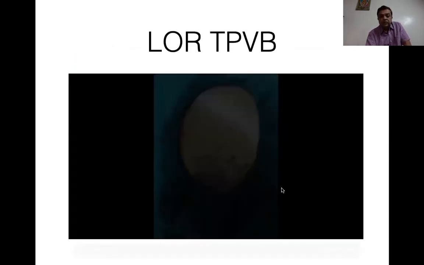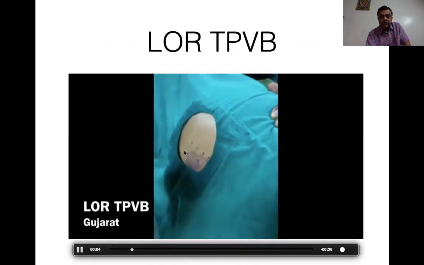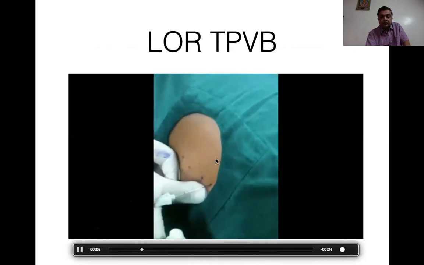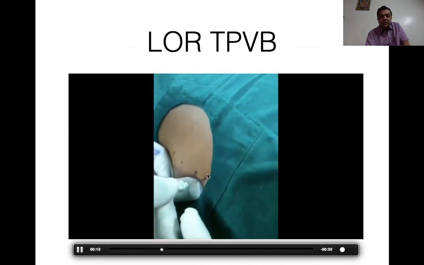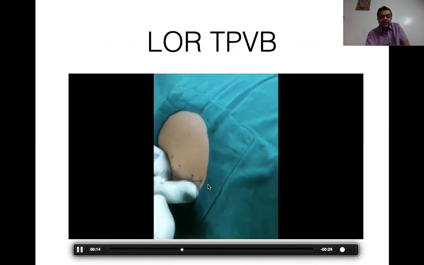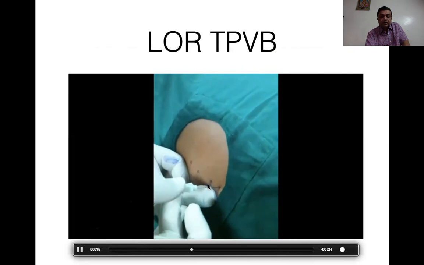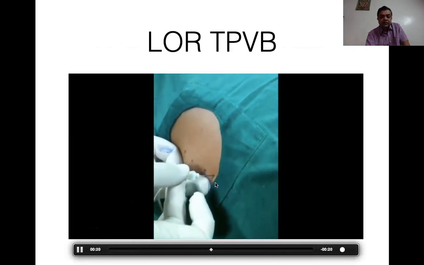So how to give it? This is a simple video here. You can see this patient was for nephrectomy. We have marked T8, T9, T10, and we are giving at T10. Here you can see I hit the transverse process. Then I am redirecting the needle caudally. We hit the transverse process at 3 centimeters, as this is a thin and lean patient.